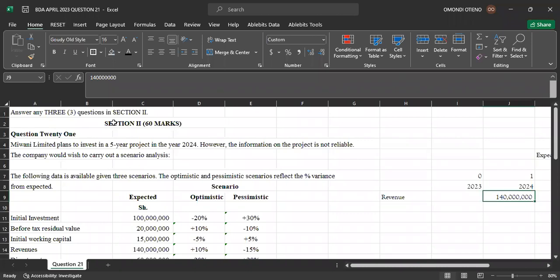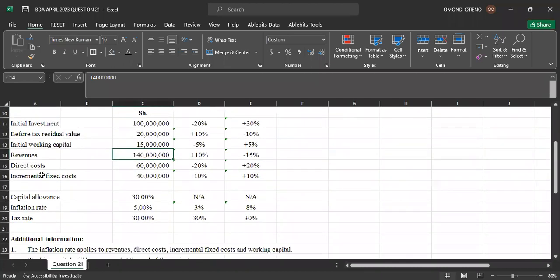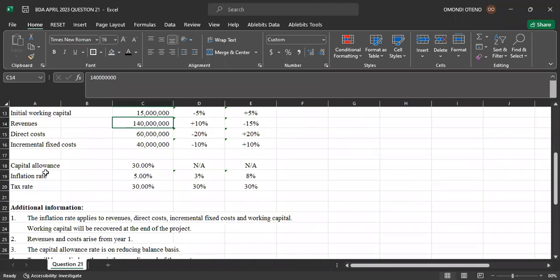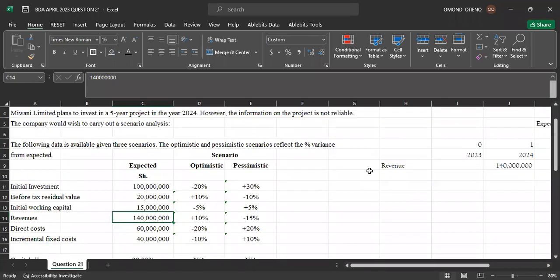what are they telling us that will happen to our revenue? So we have the revenue there. Then if you move down here, we have the incremental fixed cost, we have capital allowances, we have inflation rates, we have tax rate, and then now questions or additional information is provided down here. It will guide us on what the revenue amount will be in the subsequent years. We have only been given revenue for 2024. So how will we know the revenue in the subsequent years? Then automatically the additional information will help us to arrive at that.